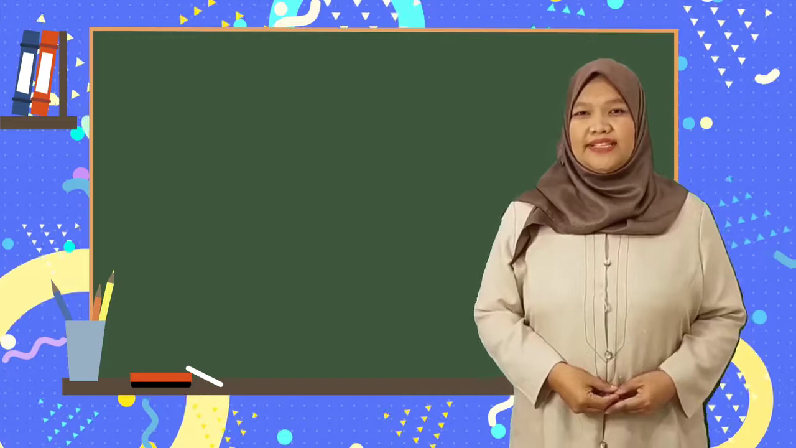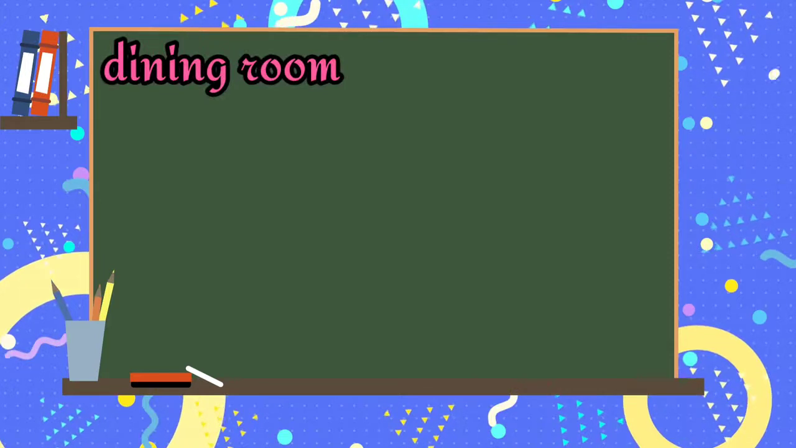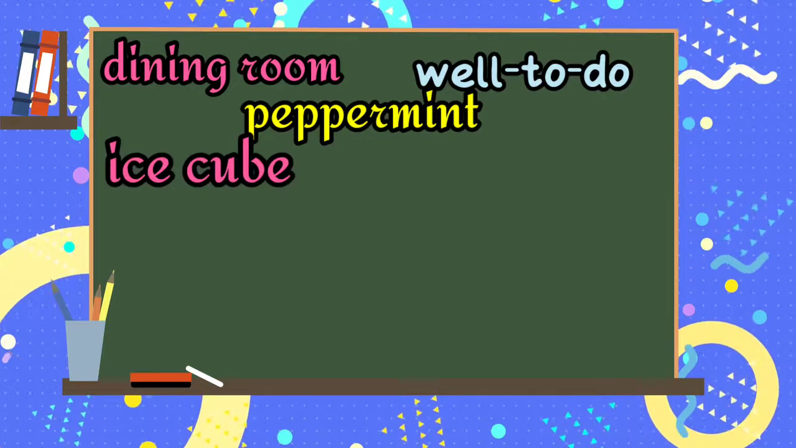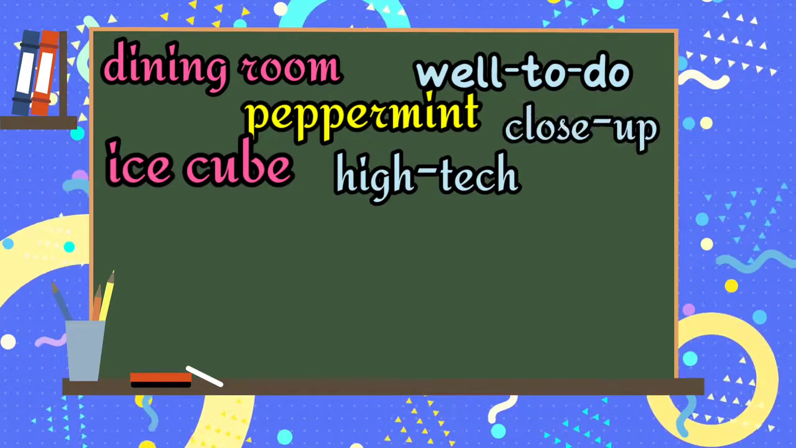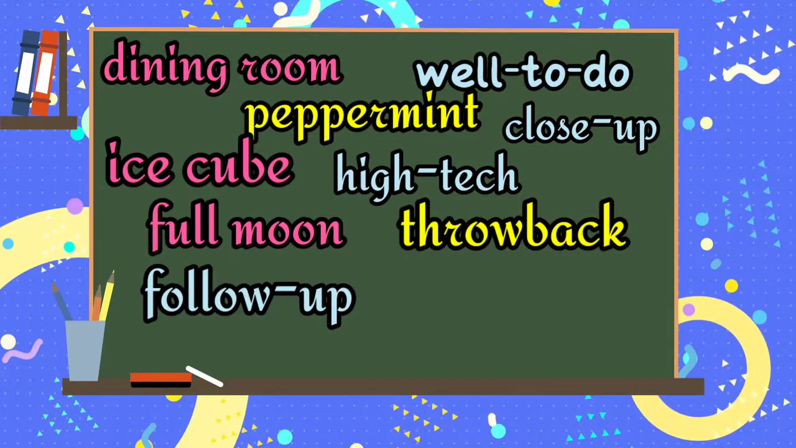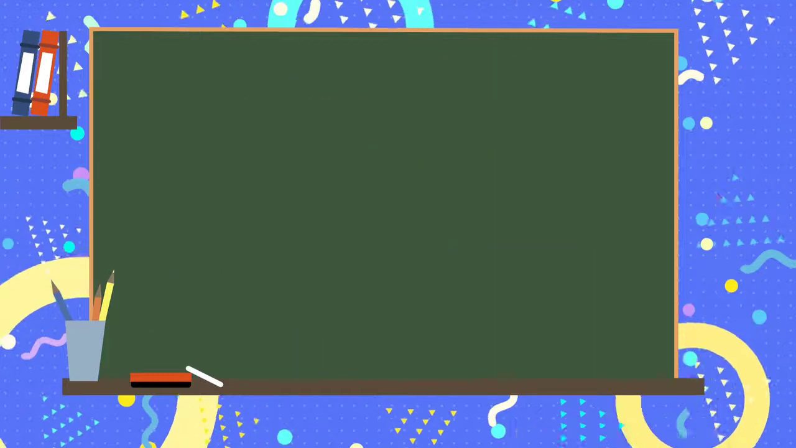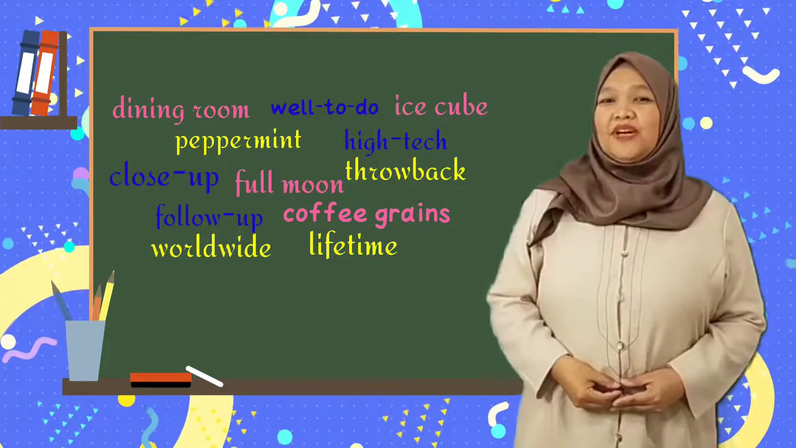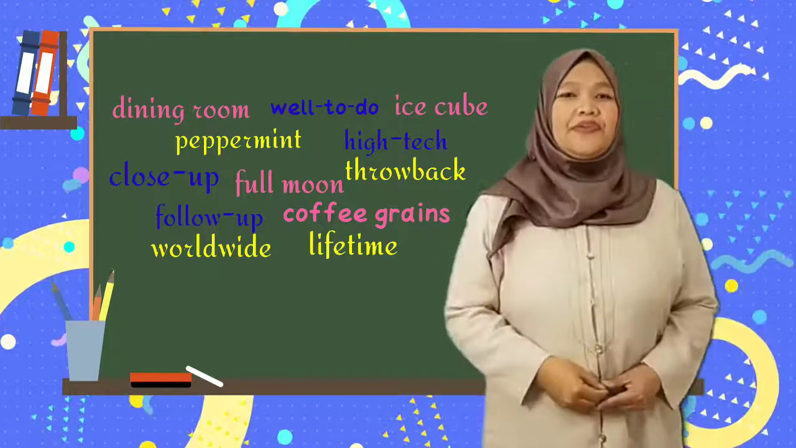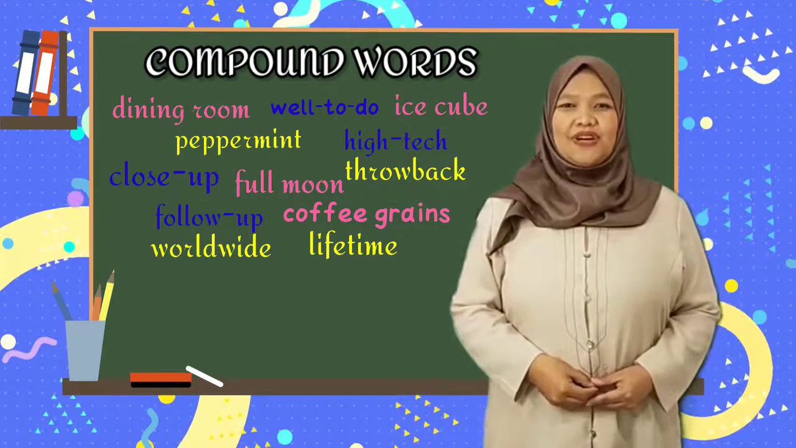Before we start with our lesson, let us first read and observe the following words. Dining room, peppermint, well-to-do, ice cube, high-tech, close-up, full moon, throwback, follow-up, coffee grains, worldwide, lifetime. Now, can you tell me what are these words? Very good! These are called compound words, and this is going to be your lesson for today. So, let's get started!